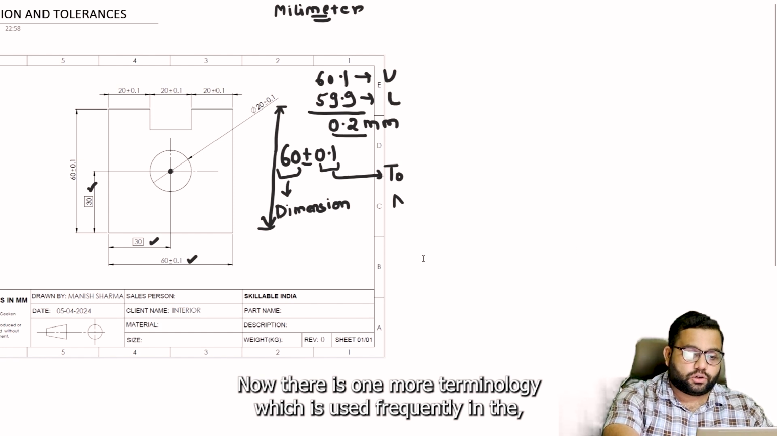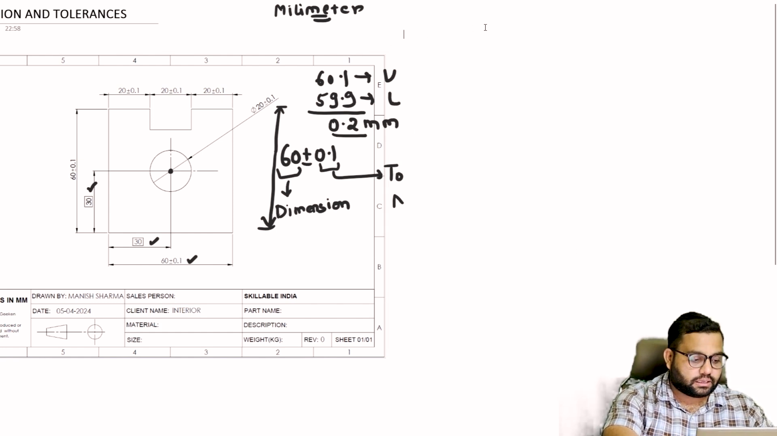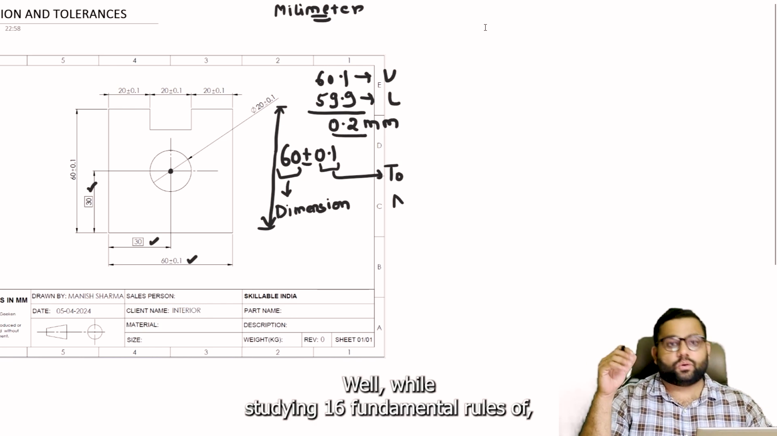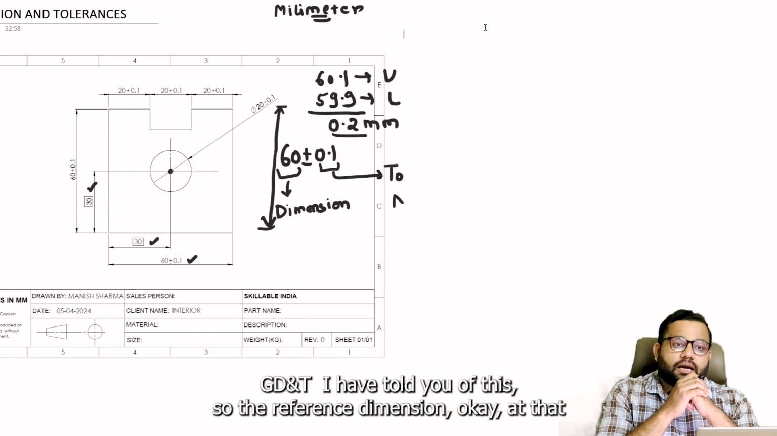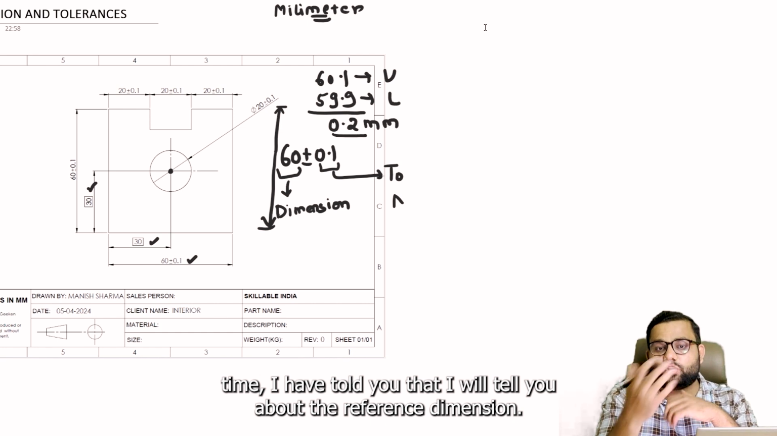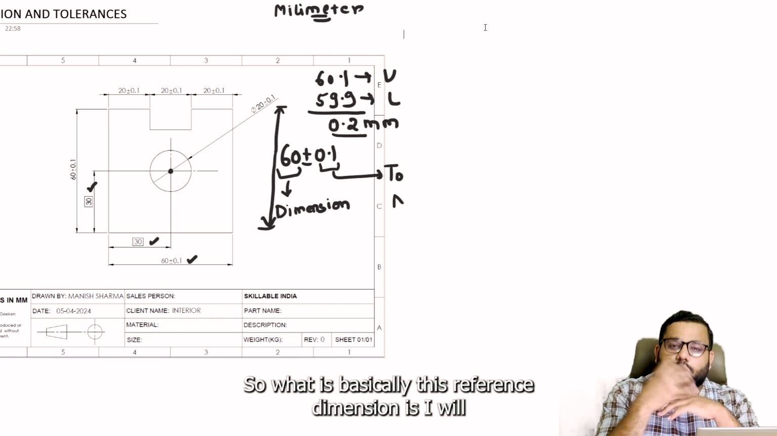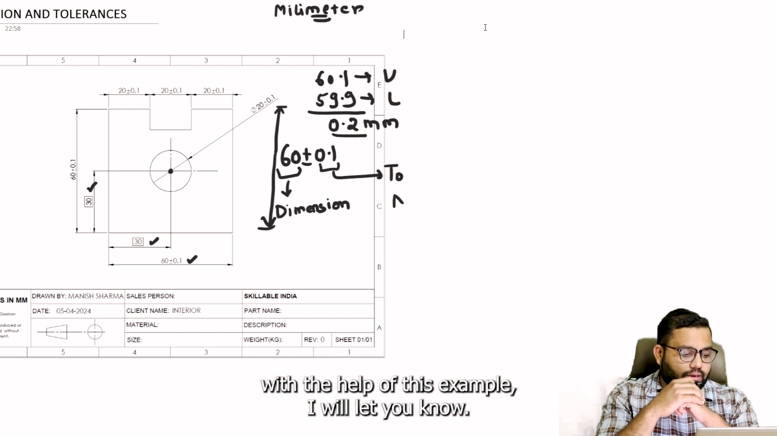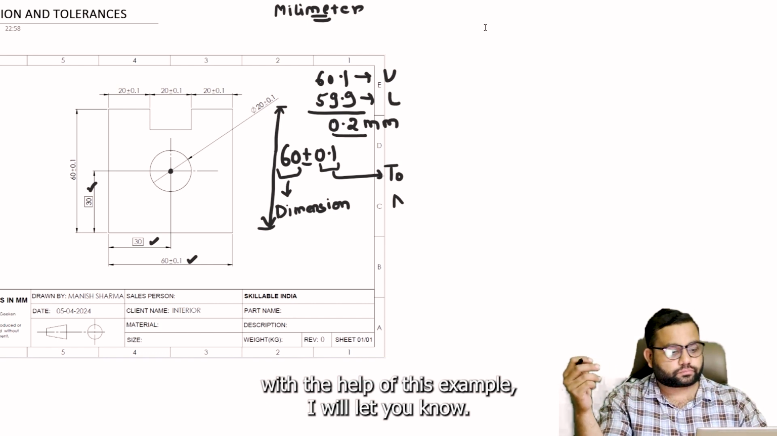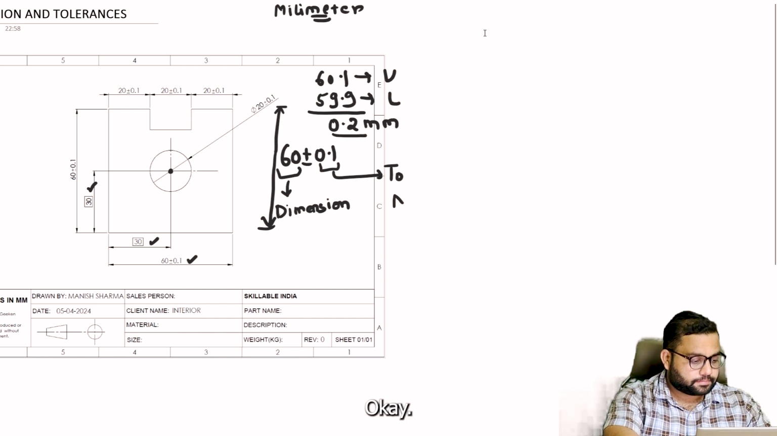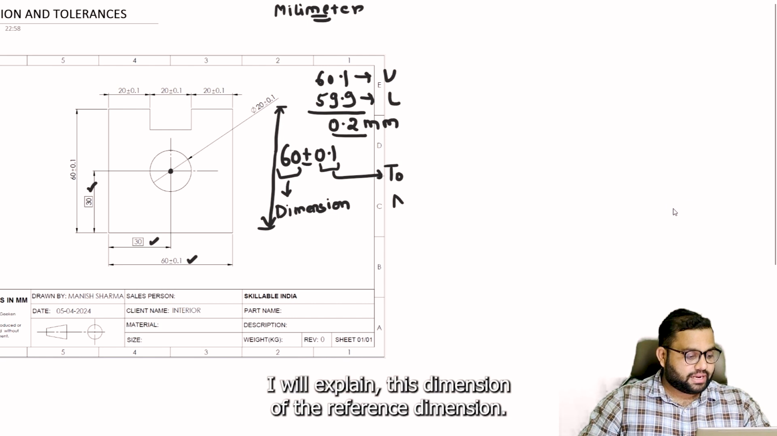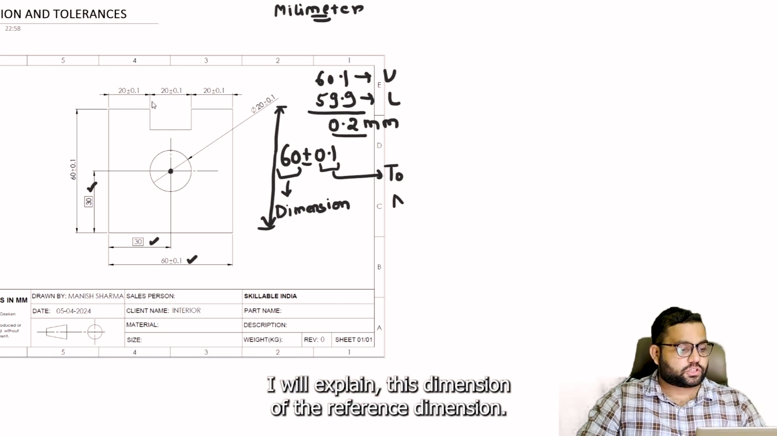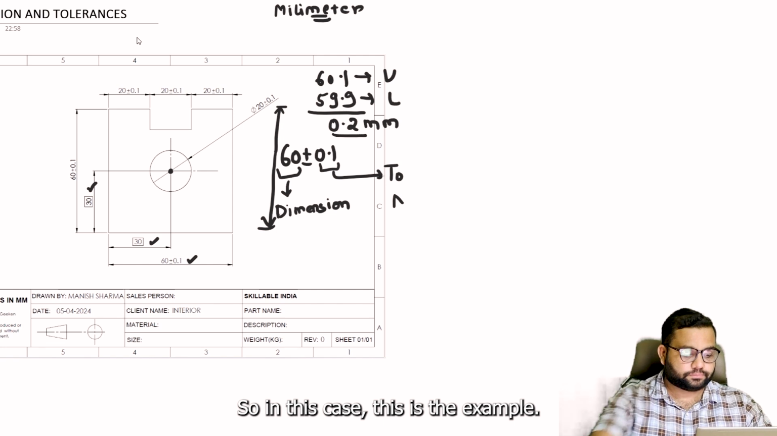Now there is one more terminology which is used frequently in engineering drawings. While studying the 16 fundamental rules of GD&T, I told you about the reference dimension. At that time I said that I will tell you about the reference dimension. So what this reference dimension basically is, I will let you know with the help of this example. Finally there is one more dimension. I will explain this dimension, the reference dimension. So in this case, this is the example.